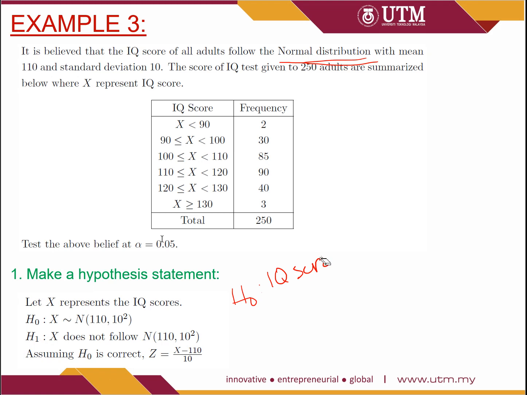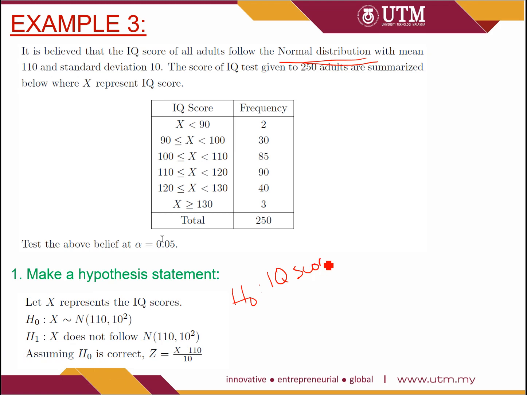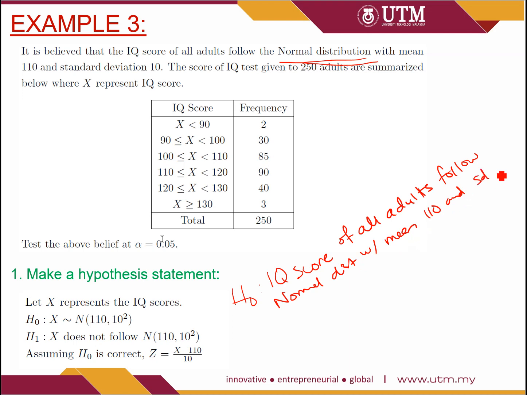Let me erase this one first. So it would be: IQ score of all adults follows a normal distribution with mean 110 and standard deviation of 10. Then your H1, just rewrite this one but make it opposite. So IQ score of all adults does not follow normal distribution with mean 100 and standard deviation 10.